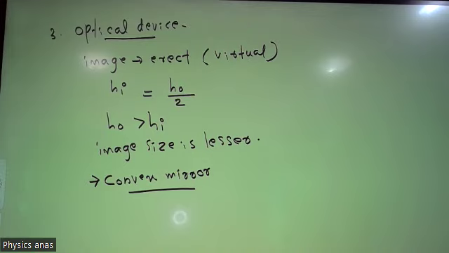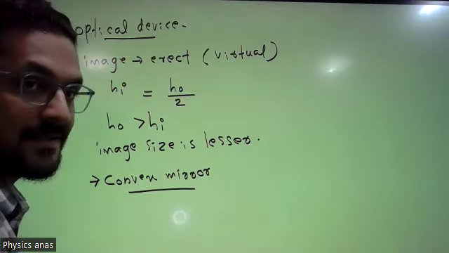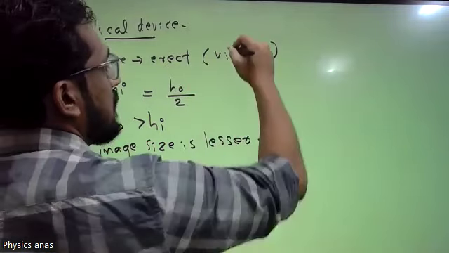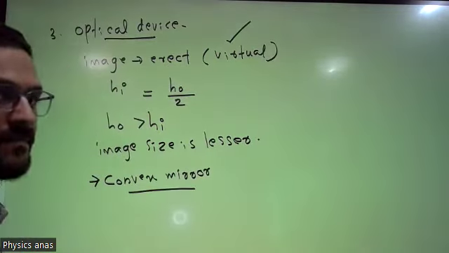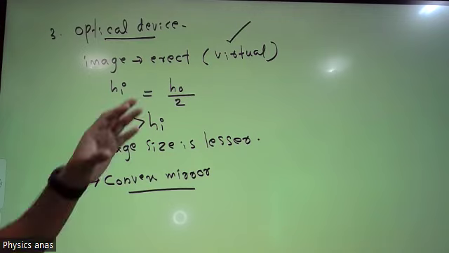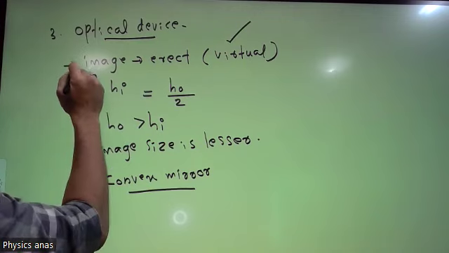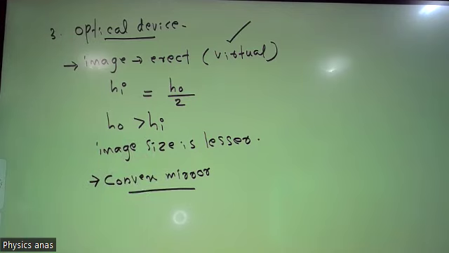Right? We have 2 points to answer this. What is the first point? The image is erect. It means the image is virtual. If the image is erect, it means it is virtual. That's the first idea. And what is the second idea?